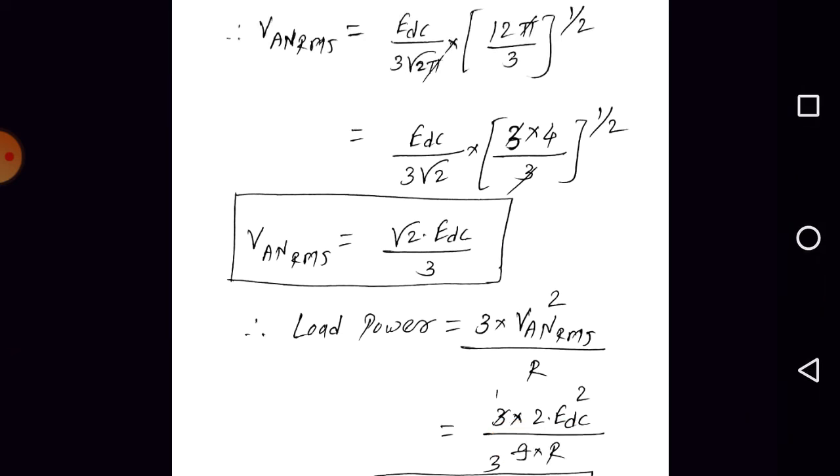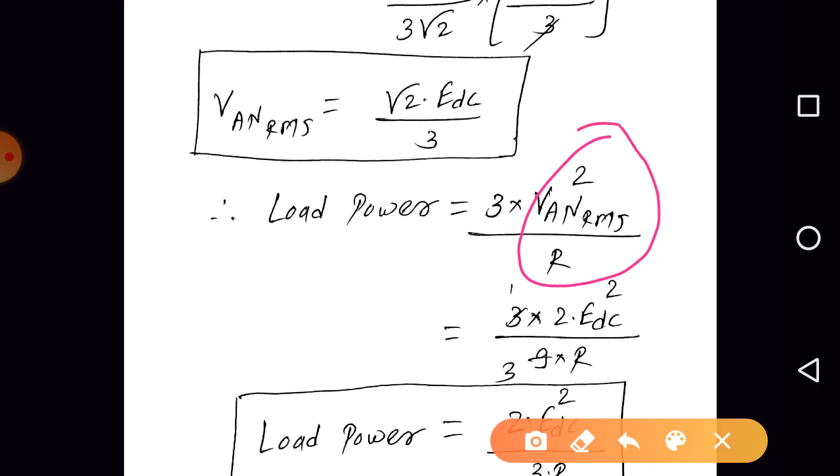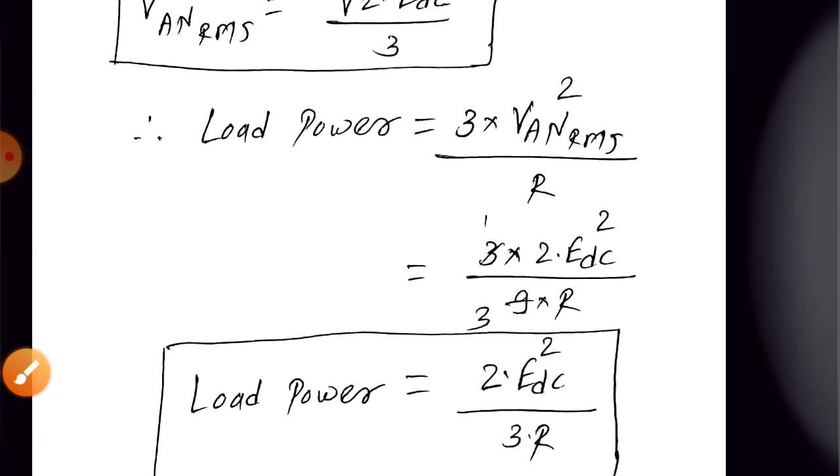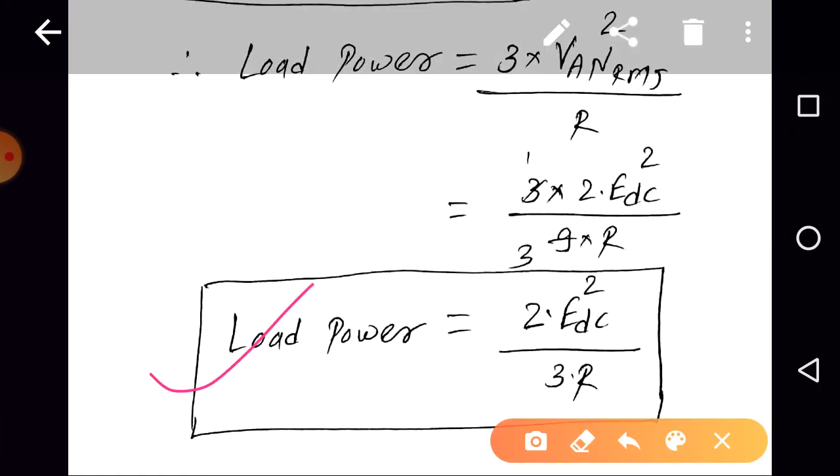So what is the load power? The load is 3 phase, right? So we need to find the power of each phase and multiply it by 3, because it is a balanced load. In each phase we have a load resistance of R ohm. So what is the per phase power? It is phase voltage square divided by R, that is V square by R. So VAN RMS square divided by R, into 3 because we have 3 phases. After putting in the value of VAN RMS, we can simply write the load power is equal to 2 EDC square by 3R.